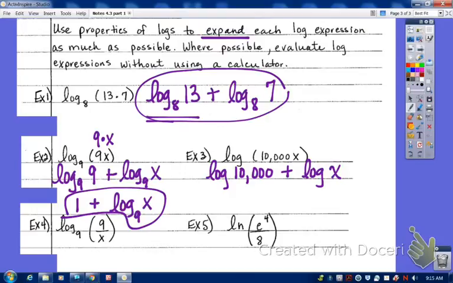Log of 10,000 simplifies to be 4, because 10 to the first power is 10, 10 to the second power is 100, 10 to the third power is 1,000, and 10 to the fourth power would be 10,000. So if we can evaluate that log and get it to be a 4, then you're going to want to do that, especially when you're solving equations. And that log of x, we don't know what x is, so we can't ever evaluate it without a calculator, so we bring it down.